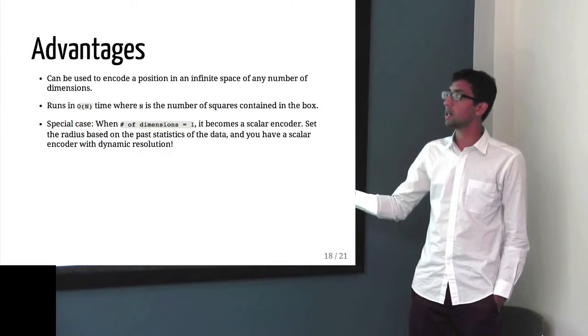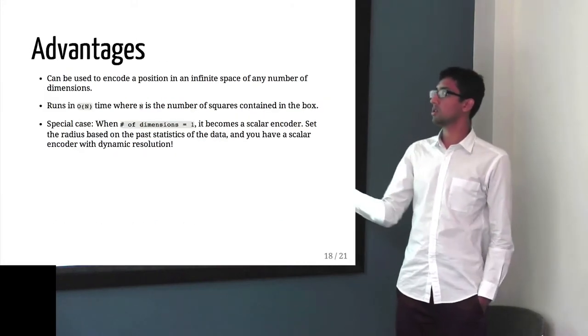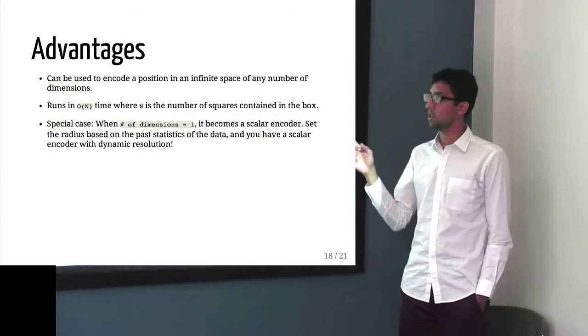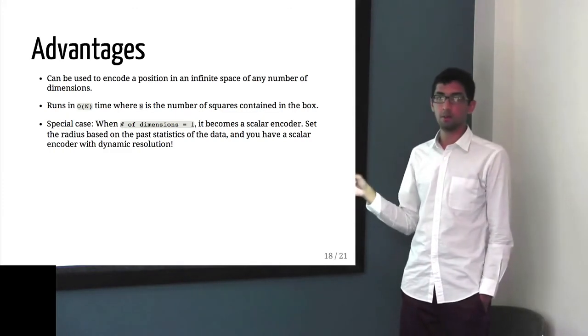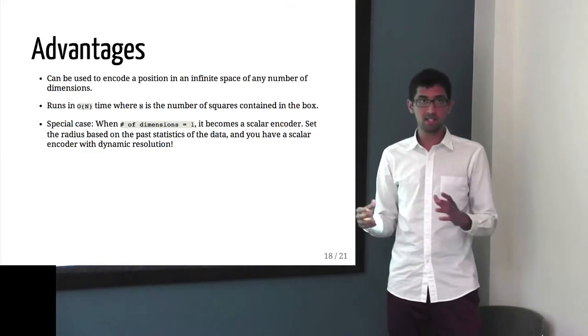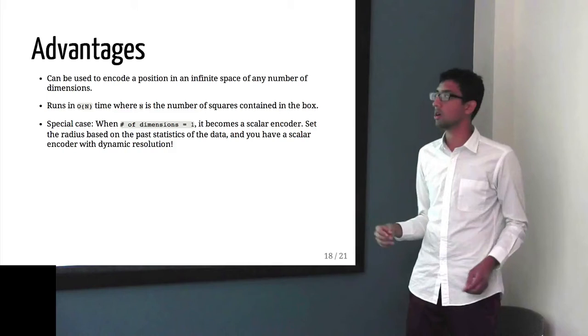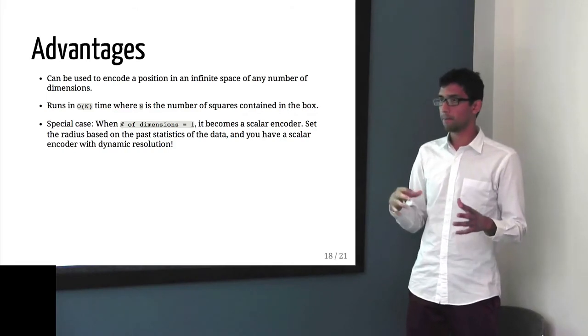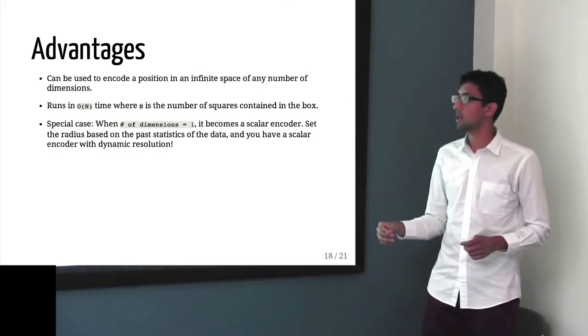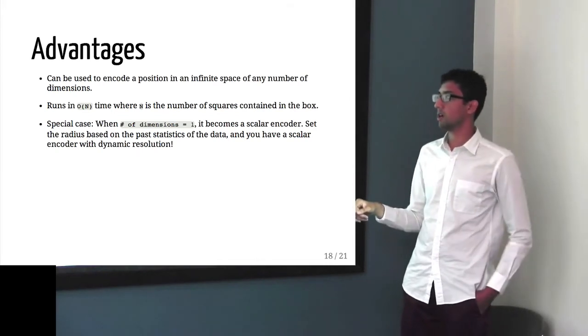So on the next slide, the advantages are that you can use infinite space of any number of dimensions. Its runtime is linear in the number of squares that the box contains. That's determined by the scale and also the number of dimensions and all these things. But it's still linear even in an infinite space, considering the other variables.